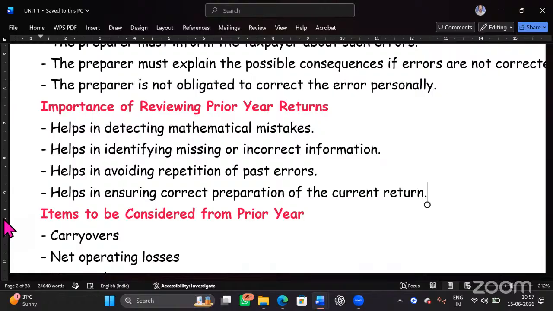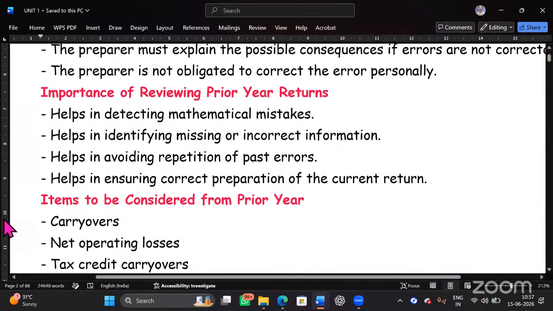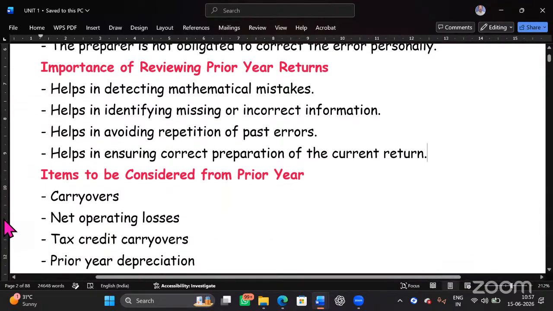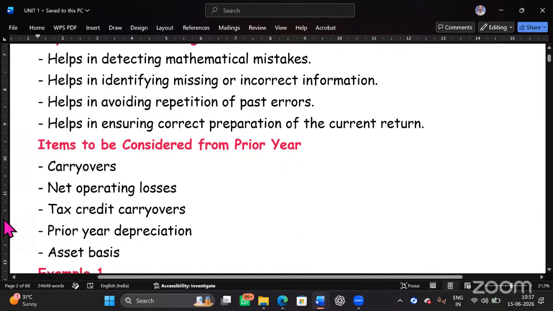If that information was forgotten by the taxpayer, then he will give that information so that the error will not happen in the current year filing of the return. That is the reason to verify the previous year return while preparing the current year return.